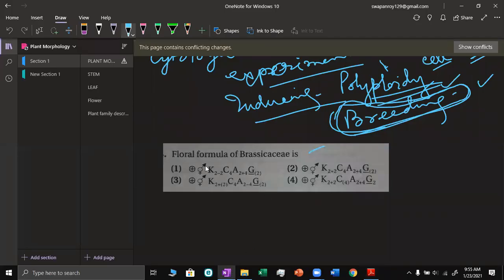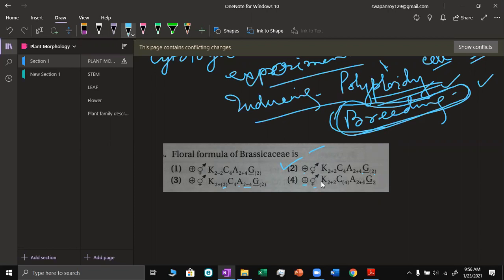So which one is the floral formula of Brassicaceae? Actinomorphic, bisexual, calyx 2 plus 2, corolla, that is petals 4, androecium 2 plus 4, gynoecium 2, syncarpous, superior ovary. So this one. Why not this? Because here it is 2 minus 2. So this one is wrong. This one, why not 2 plus 2? These two sepals are united, showing. And androecium also 2 minus 4. In this, everything is okay.